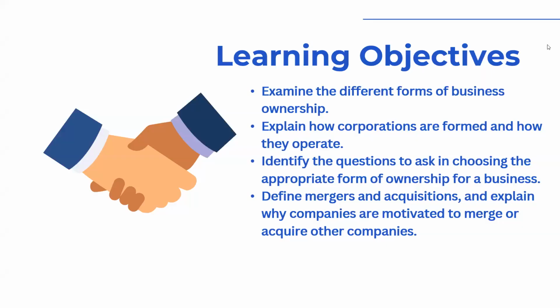Our learning objectives are to examine the different forms of business ownership, explain how corporations are formed and how they operate, identify the questions to ask in choosing the appropriate form of ownership for a business, define mergers and acquisitions, and explain why companies are motivated to merge or acquire another company.